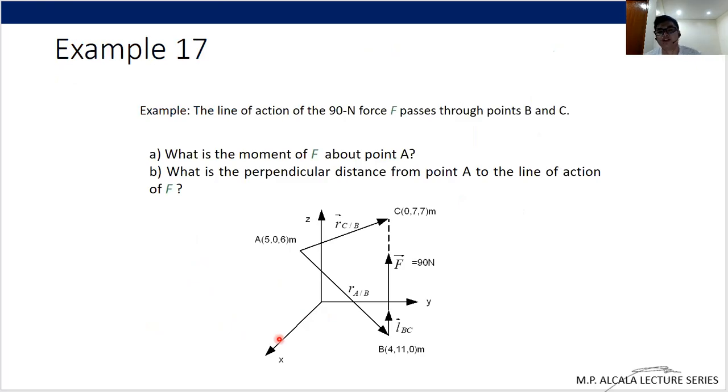Example: the line of action of the 90 Newton force passes through the points B and C. You can simply get the distance from C to B, and then A to B, and then B to C, C to B, and A to C. This is a typo, sorry about this. This should be R_AC, and this one R_AB. What is the moment of F about point A, and what is the perpendicular distance from point A to the line of action of F?